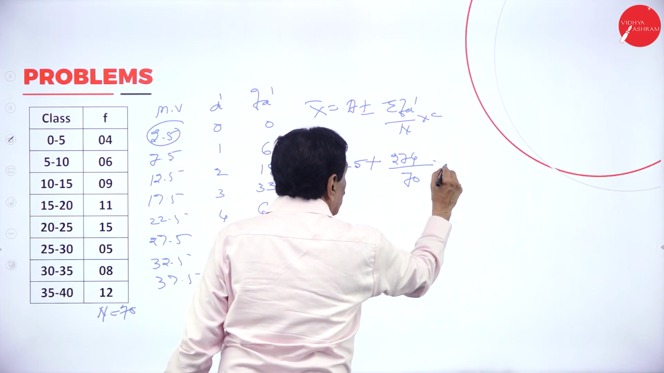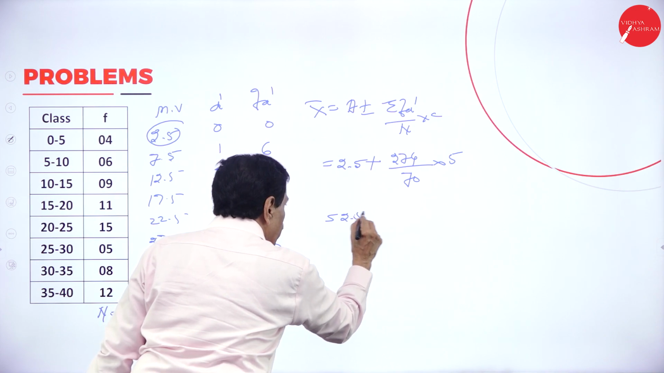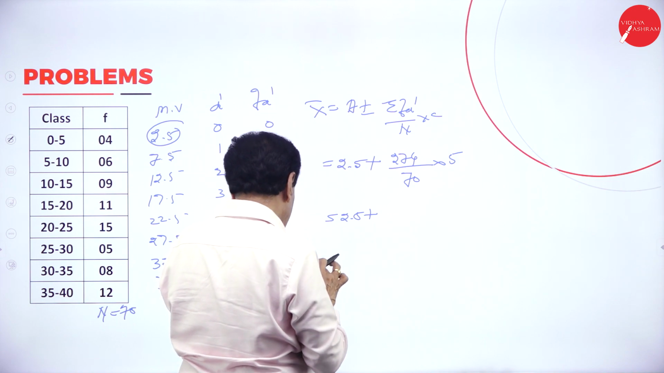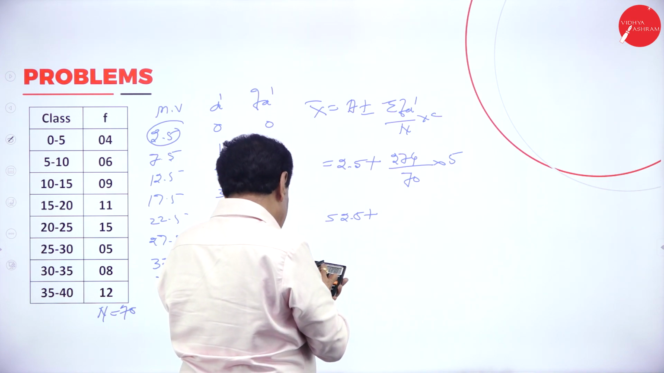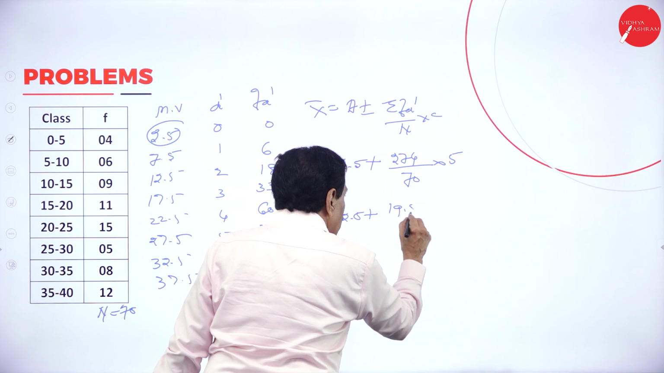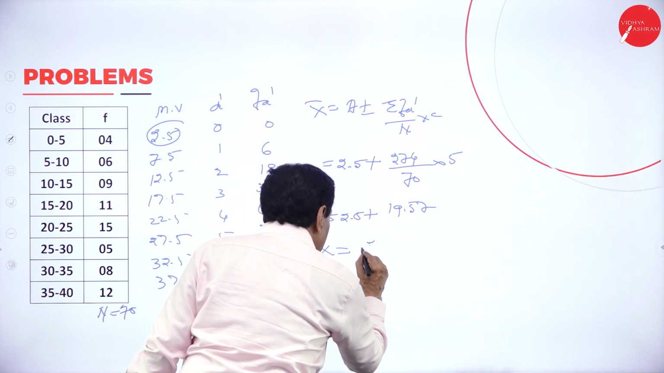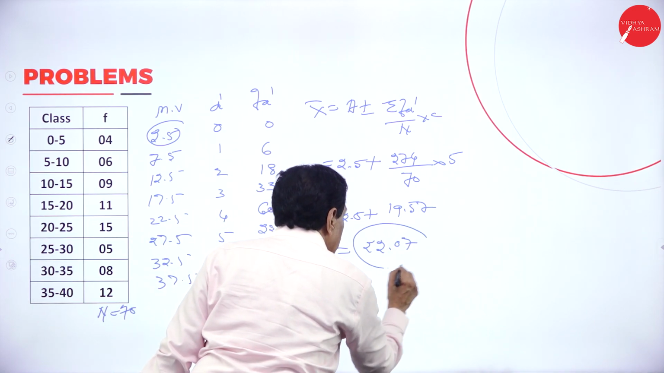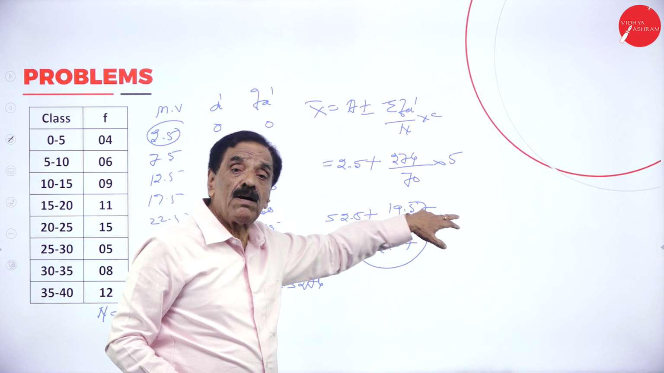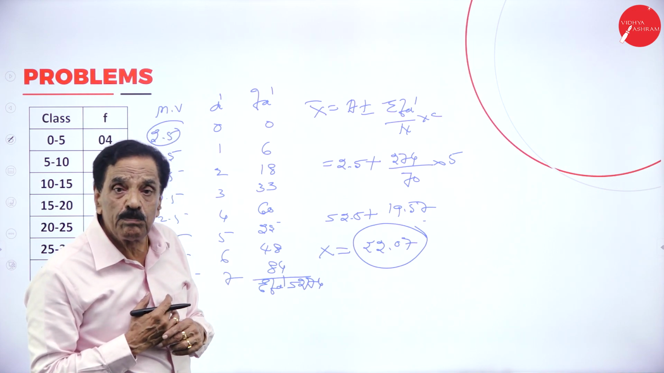What is your class interval? 0 to 5 is 5. Simplify this. It is 2.5. Take the calculator. 274 into 5 is equal to 1370, divided by 70 is equal to 19.57. So mean is equal to 22.07. I have simplified this. The result will come 19.57. For 19.57, if we add 2.5, it will come 22.07.